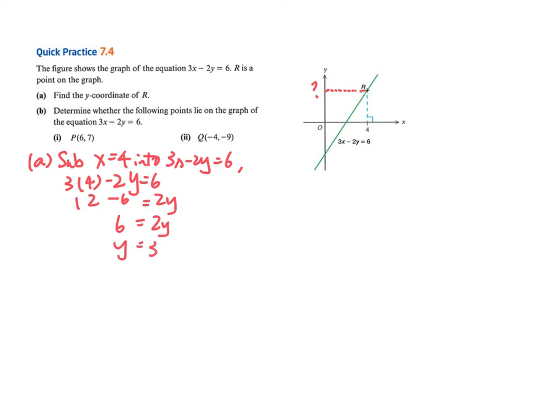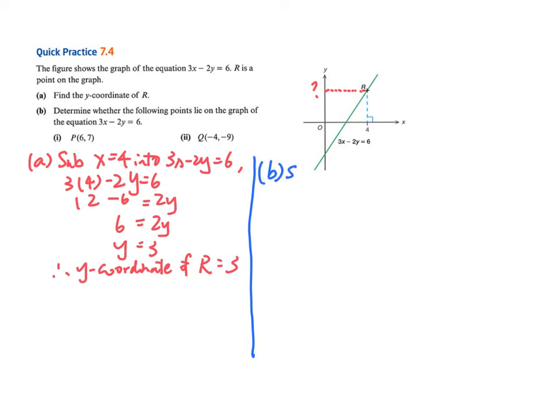So I can find the y-coordinate of R, but remember to write down the conclusion. And then for part B, determine whether the following points lie on the graph. Since you can't read from the graph, in this case you have to use the algebraic method.